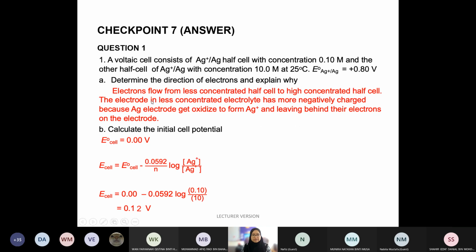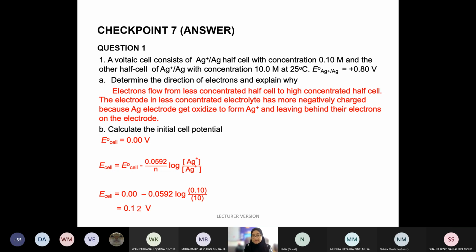Explain why. The electrode in the less concentrated electrolyte is more negatively charged because the Ag electrode gets oxidized to form Ag plus, leaving behind its electron on the electrode. This is exactly what I mentioned to you just now. Why is the less concentrated one at the anode? Why not at the cathode in the first place?